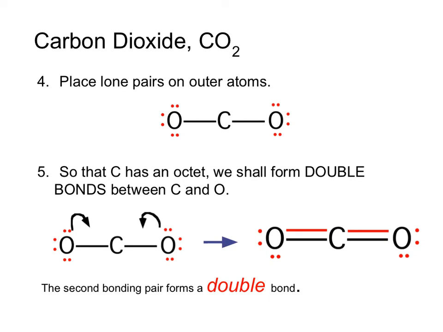leading to the formation of a double bond between oxygen and carbon on each side. So a double bond here, a double bond here. We now have 2, 4, 6, 8, 10, 12, 14, 16. So we haven't added or taken away any electrons. We've just moved some. And now every atom has 8 electrons around it. So every atom has an octet. We've used all of our electrons. This is a valid Lewis structure.